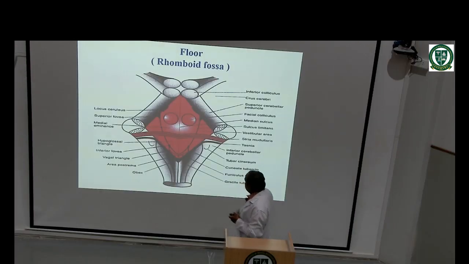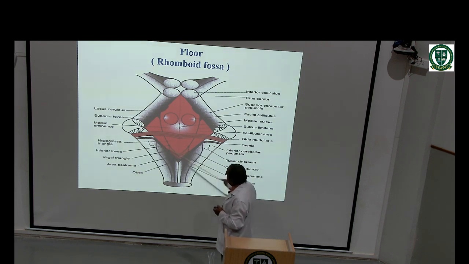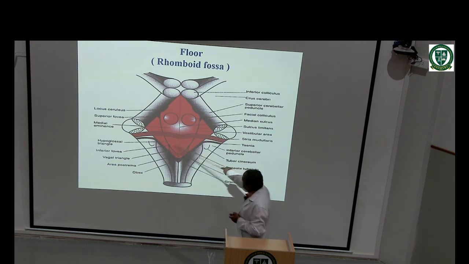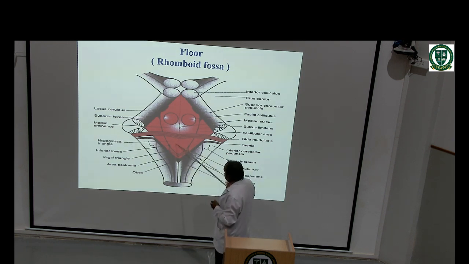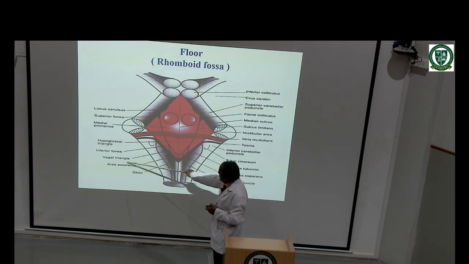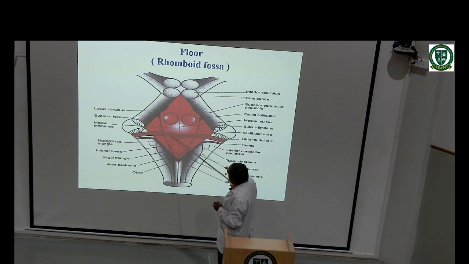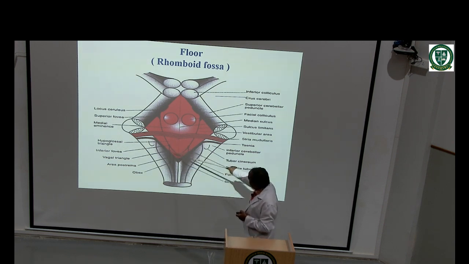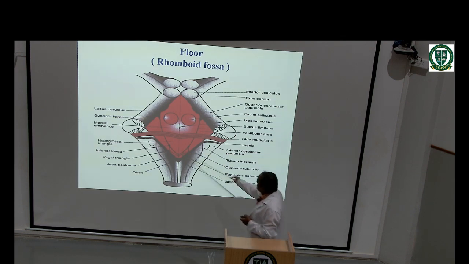As a result, there is formation of two triangles. One is above the sulcus limitans, that is called the hypoglossal triangle, and below the sulcus limitans, this part is called the vagal triangle. So this is the hypoglossal triangle, and this part is the vagal triangle.